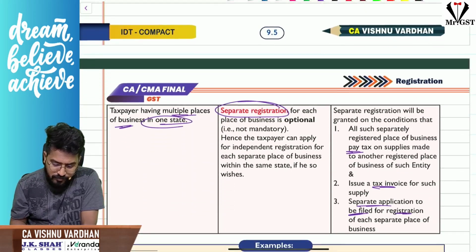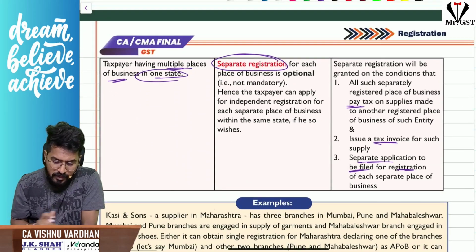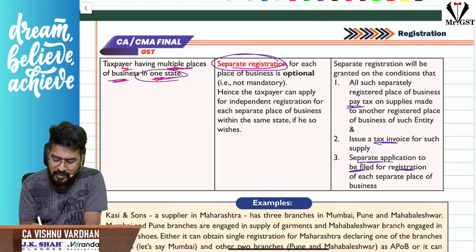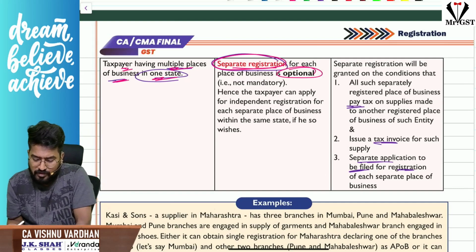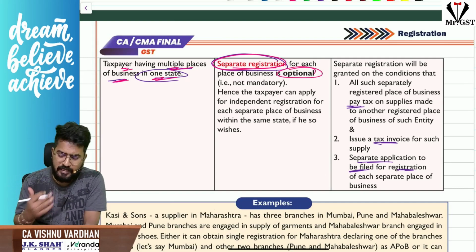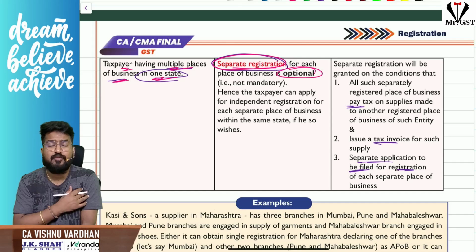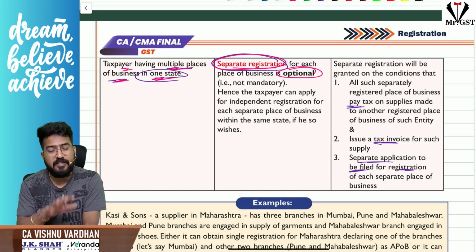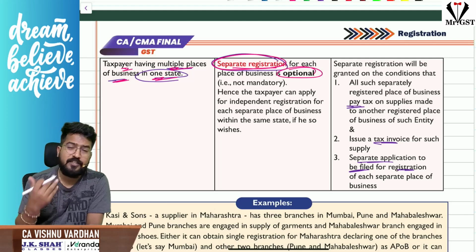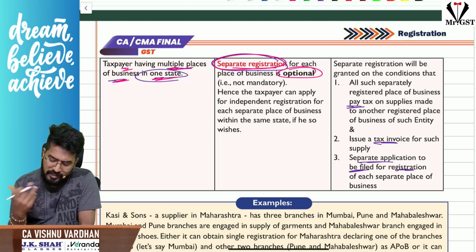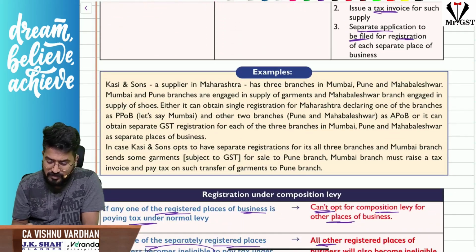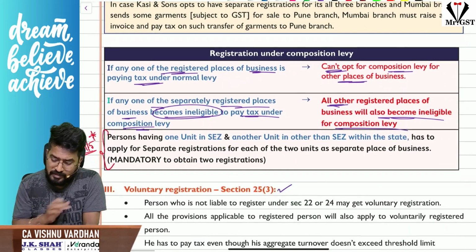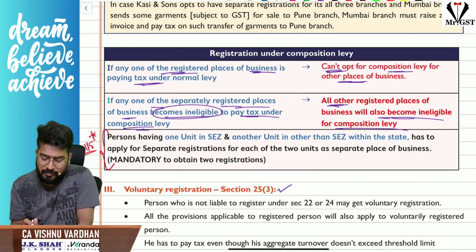Okay. Next, as I told you, sir, for a taxpayer having multiple places of business in one state, separate registration is optional. But if they want to take registration, they can. Later on, if they take registration, the supplies happening between the same branches within that particular state also will become supply. They should raise a tax invoice and pay tax on that, and the recipient can take ITC. All the points we have already discussed in the supply chapter.